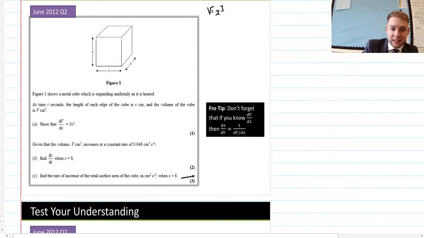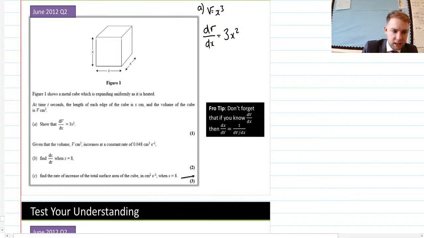Show that dV by dx is equal to 3x squared. Well, that makes sense because if I differentiate this, dV by dx is equal to 3x squared. Nice, very good. Okay, so the next part says, so this here was part A.